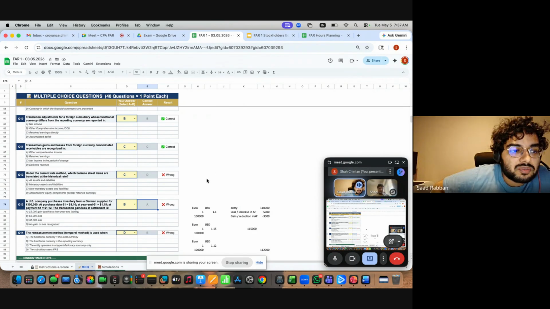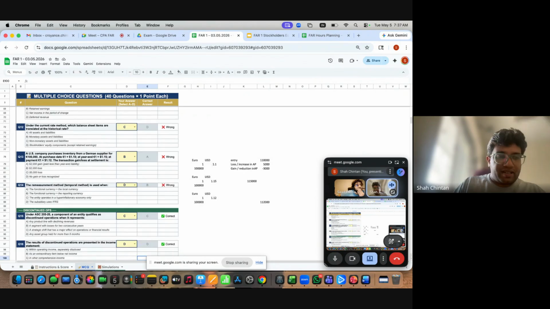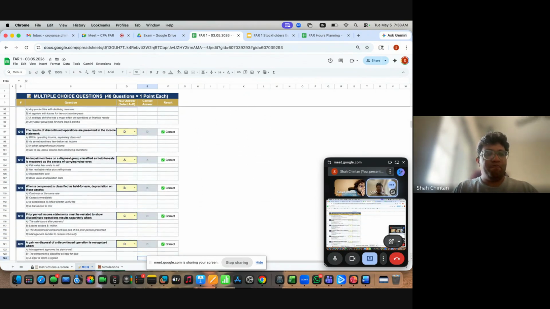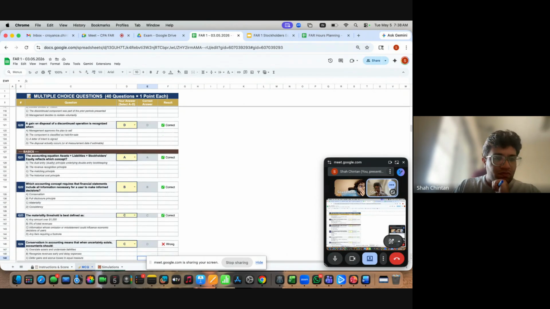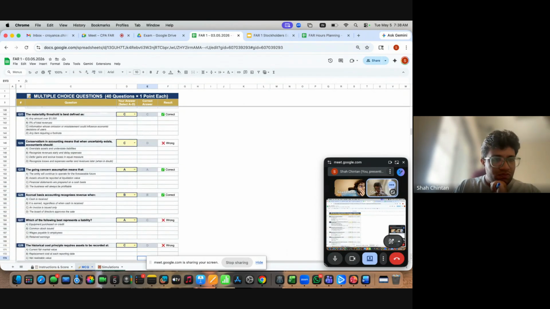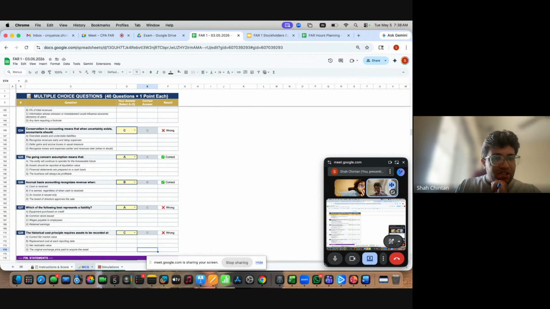Can you go to question 27? Question number 27. Which of the following best represents a liability? Equipment purchase on a credit, that's your asset. Equipment purchase is an asset. Common stock issued, that's your equity. Wages payable. Wages payable is your liability. C is the right answer.